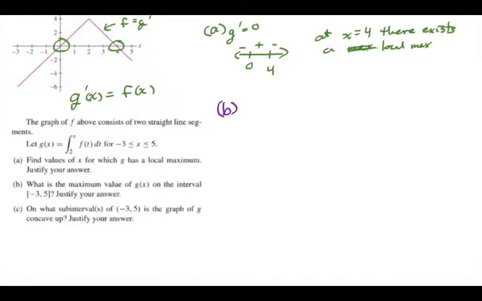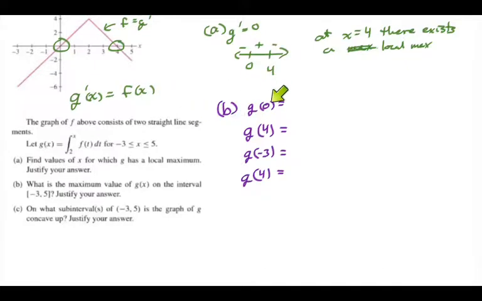We can graph G to find that out, but that's a lot of work and I don't want to do it. So what we're going to do is take G and plug in our critical values, which are 0 and 4. Remember, critical values are where g prime equals 0. And then we're also going to plug in the endpoints, so we're going to plug in -3, and then we're also going to plug in 5.